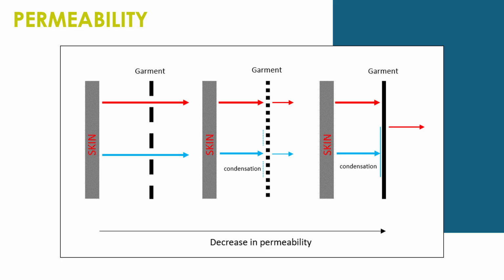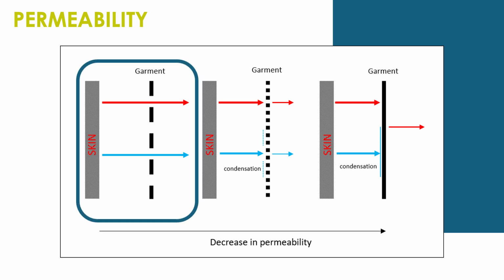Permeability is key for water and wind protection. The diagram illustrates what happens as permeability decreases, moving from the left to the right. In a highly permeable garment, on the left, both water vapor, shown by blue arrows, and air, red arrows, can easily pass through the fabric. This allows for good breathability but offers less protection against wind and rain.